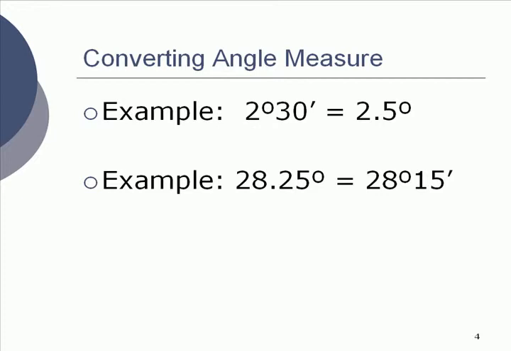Now we're going to look at some decimals that are not so easy to just switch over, but we're going to apply these principles. Under example 2, 28.25 degrees, what general rule are we following there? If we start out in a decimal and we want to convert it into minutes, what do we do?